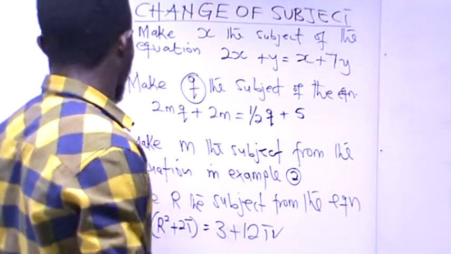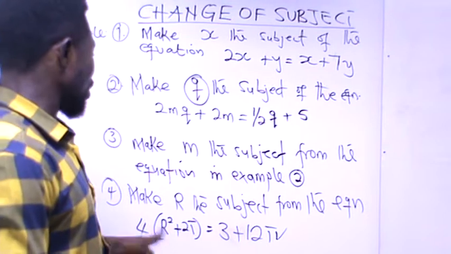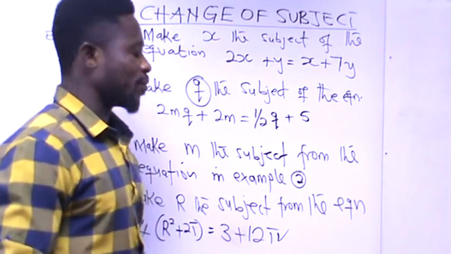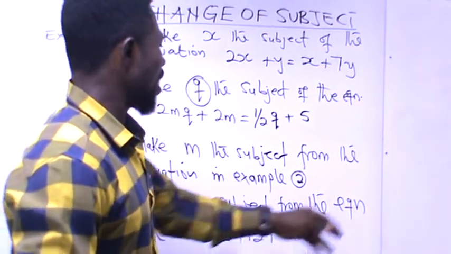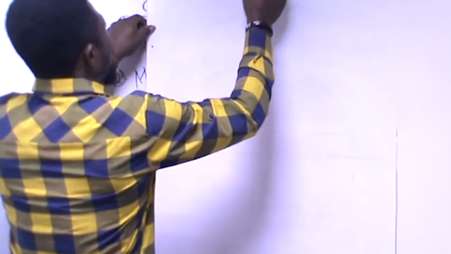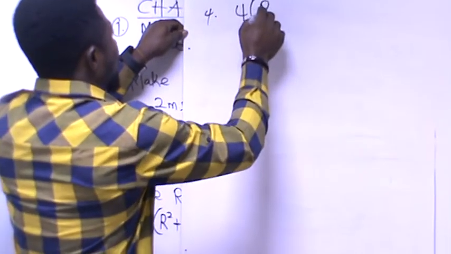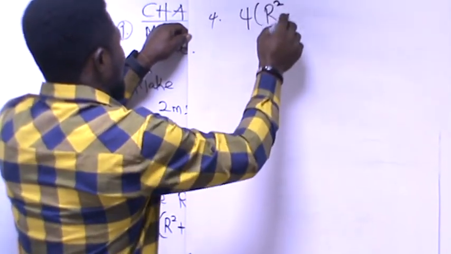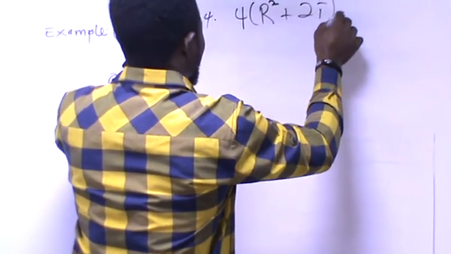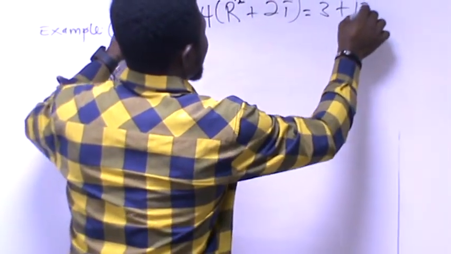Then we look at the last question, which is make r the subject from the equation 4 bracket open r squared plus 2t bracket close equals 3 plus 12t. So we have 4 into brackets, example 4: 4(r squared plus 2t) equals 3 plus 12t.